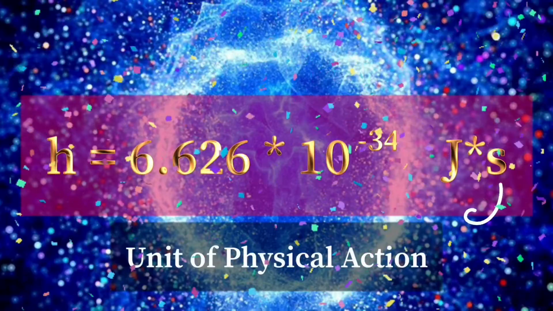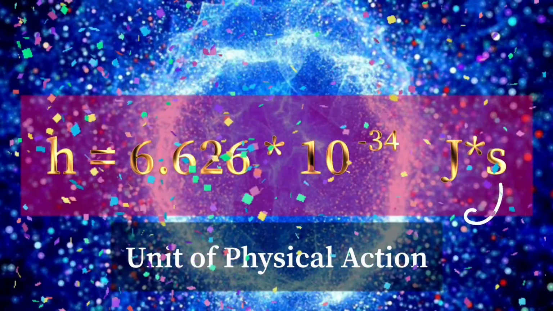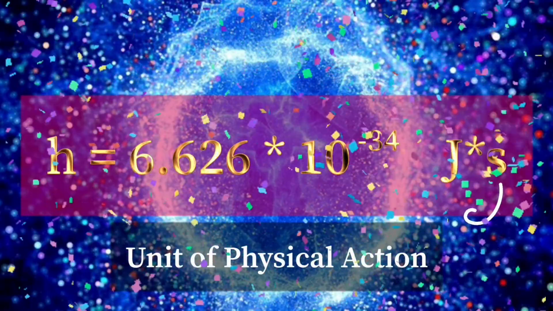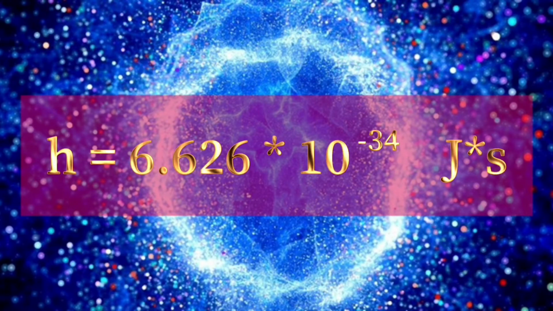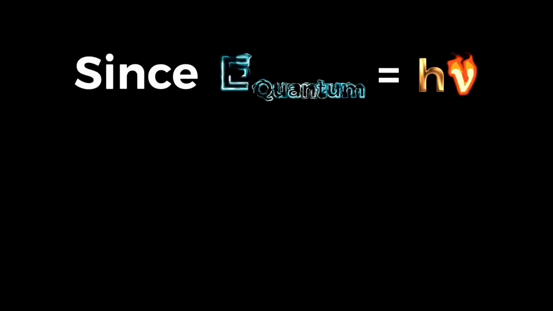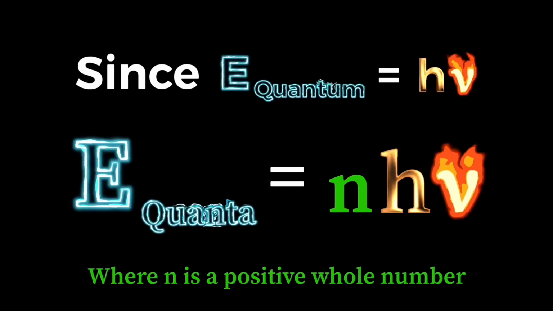Through precise experimentation, Planck's constant was determined to be approximately 6.626 times 10 to the negative 34th joule seconds. This revolutionary constant has allowed us to learn about the quantum realm. With the help of Planck's constant, we can now find the energy of a quantum. It logically follows then that we can find the energy of quanta with E equals n h nu.